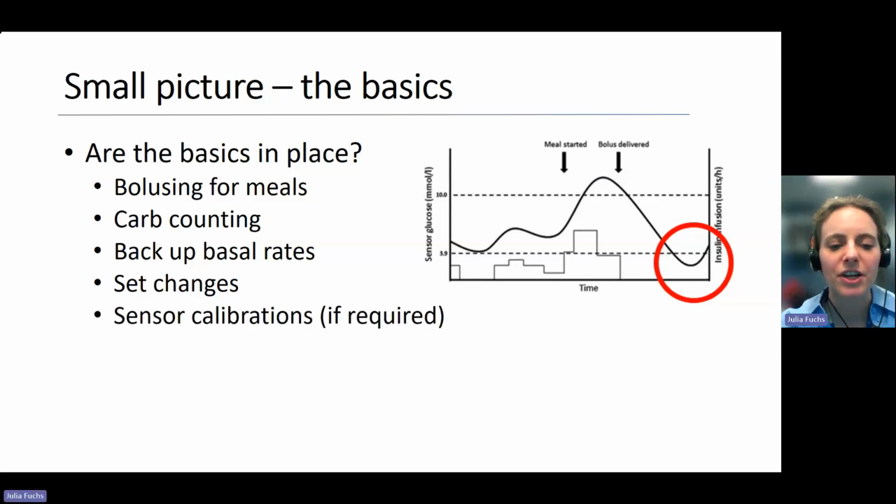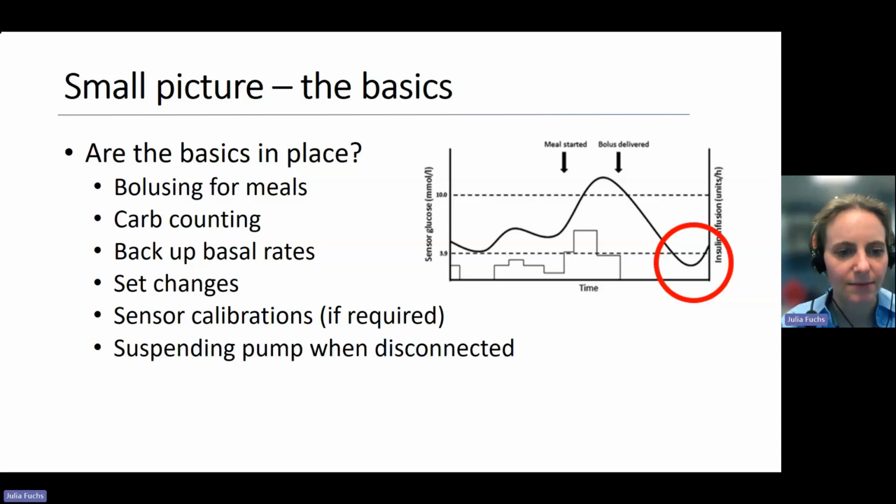And then sensor calibrations, this is thankfully becoming a thing of the past. So are they calibrating if it's required? Thankfully, the majority of people now no longer need to calibrate sensors.